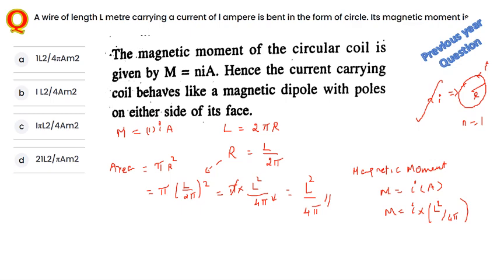Now in this case, the current value is in ampere and L is length. L is measured in meter, so meter square, ampere meter square. So the answer here is I L square divided by 4 pi ampere meter square.